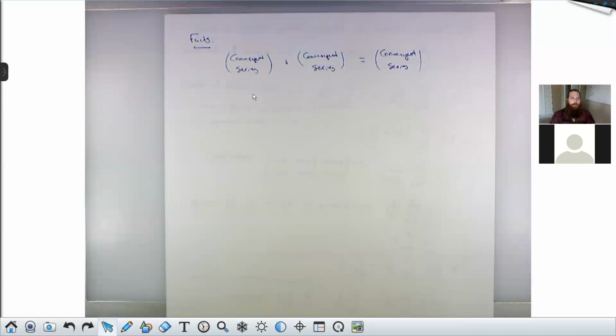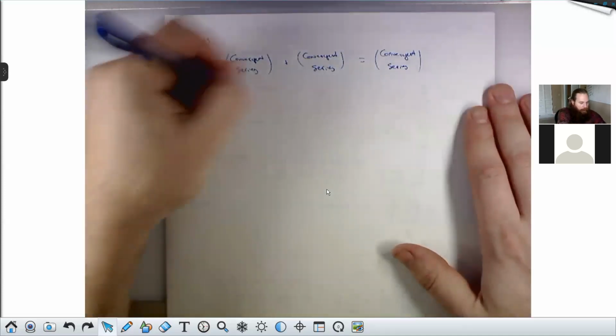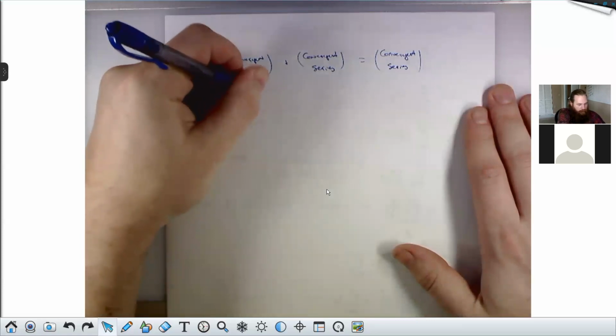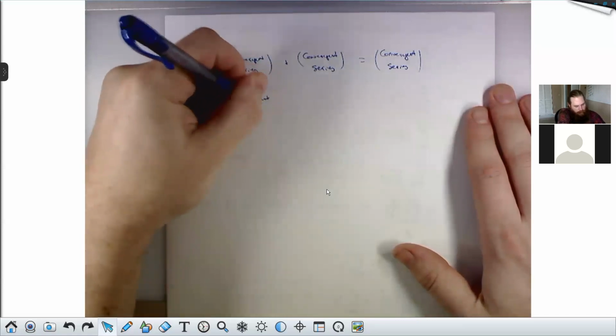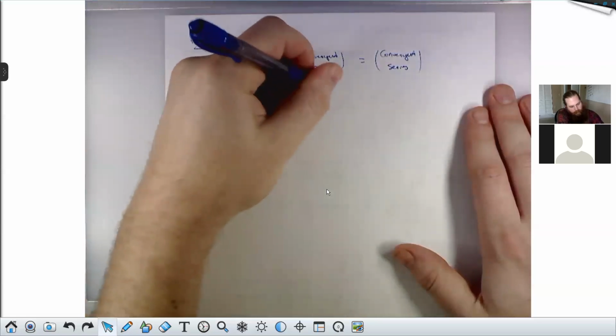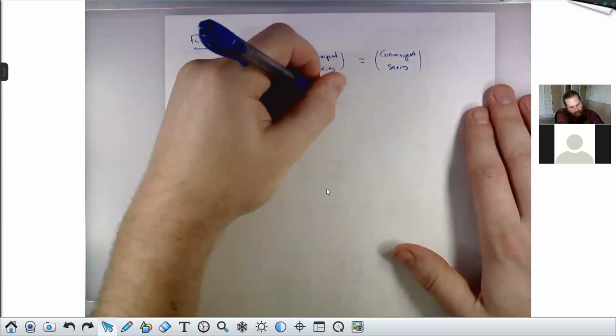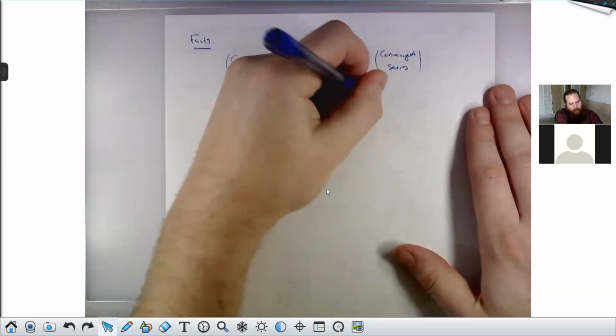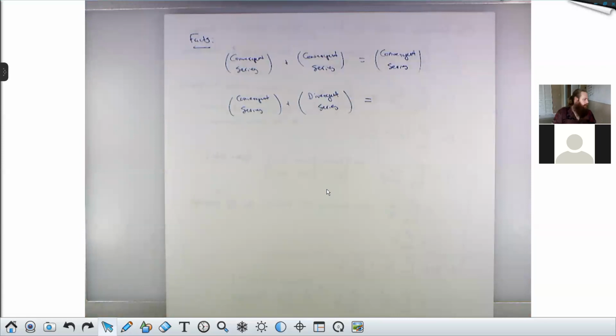So facts: if you add up two convergent series, you get a convergent series. If you add a convergent series to a divergent series, what do you think happens? Will the result be convergent or divergent? Good. Dalton's correct. If you add a convergent series to a divergent series, the result will always be a divergent series.